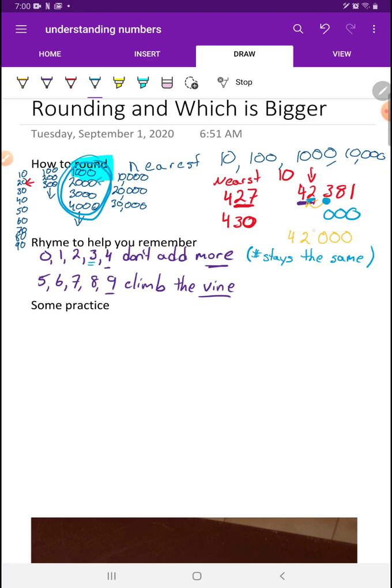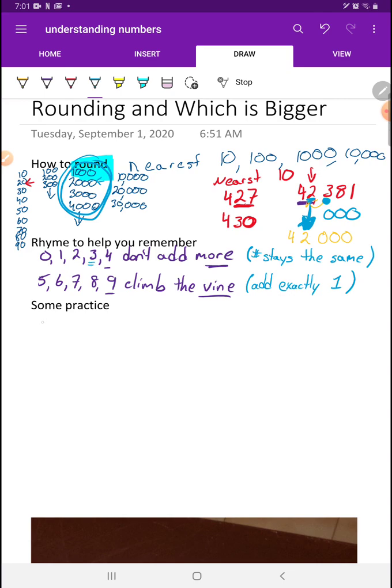But I didn't make the 2 smaller. I did not turn the 2 into a 1. That would be a mistake. I don't add more. I stay the same. It's still a 2. When I'm all done, it's still a 2. Okay? And then climb the vine means add exactly 1. Not 2, not 3, not 4, not 6, just 1. Add exactly 1.